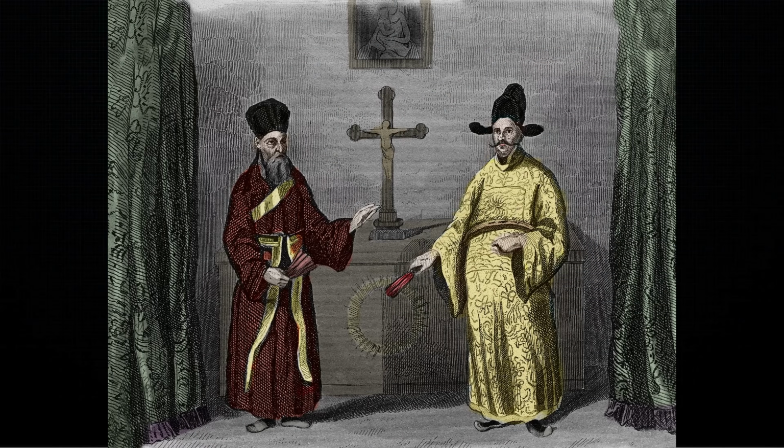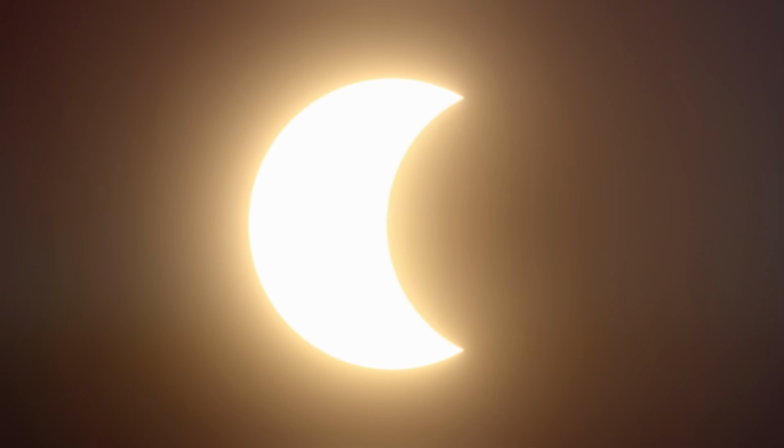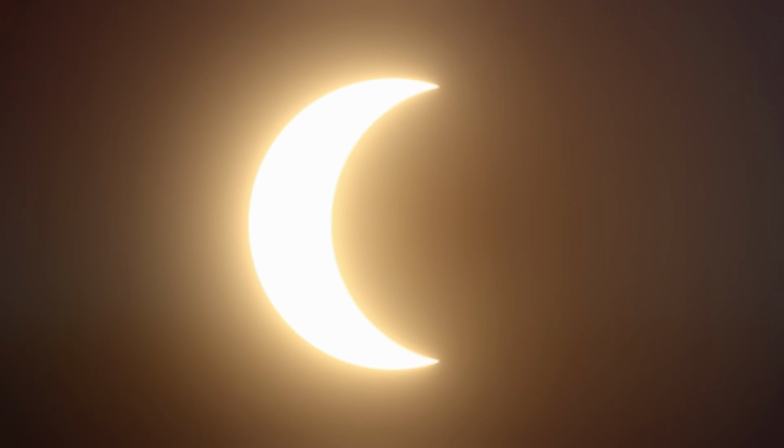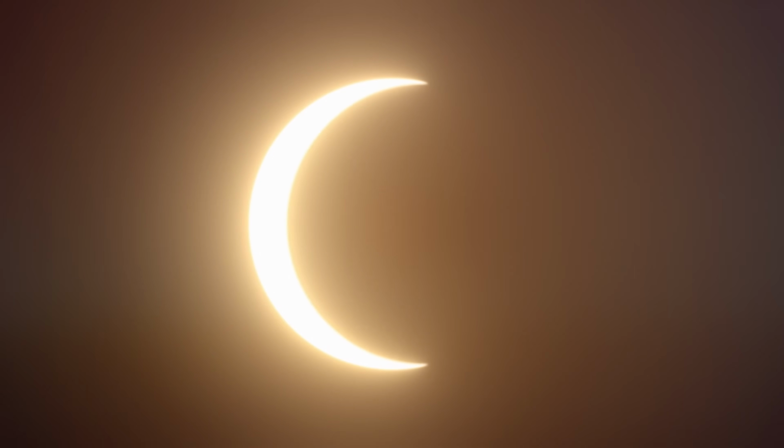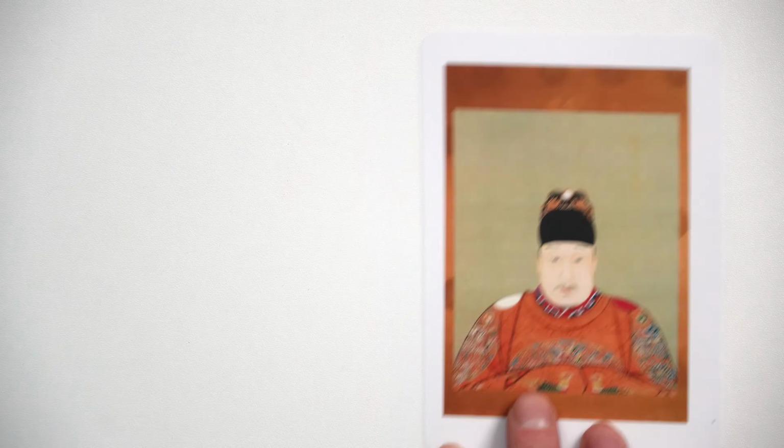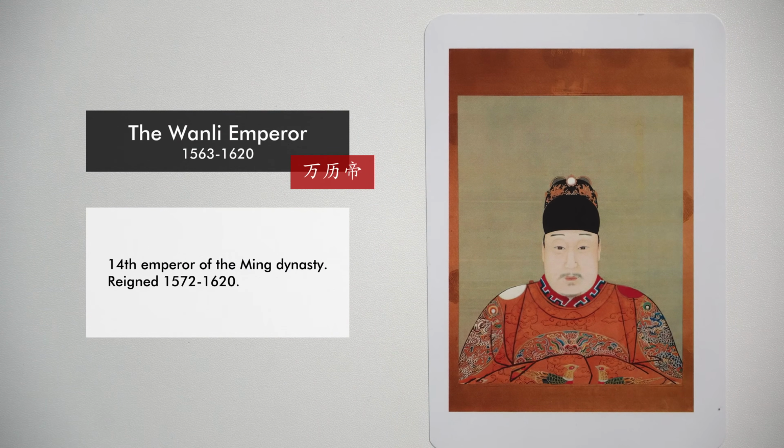Matteo Ricci went to China with the aim of converting the population to Christianity. And while he was there, he became something of a celebrity, and he impressed a lot of people, particularly with his ability to predict solar eclipses with incredible accuracy. And the emperor at the time, the Wanli emperor, commissioned Matteo Ricci to create this map.